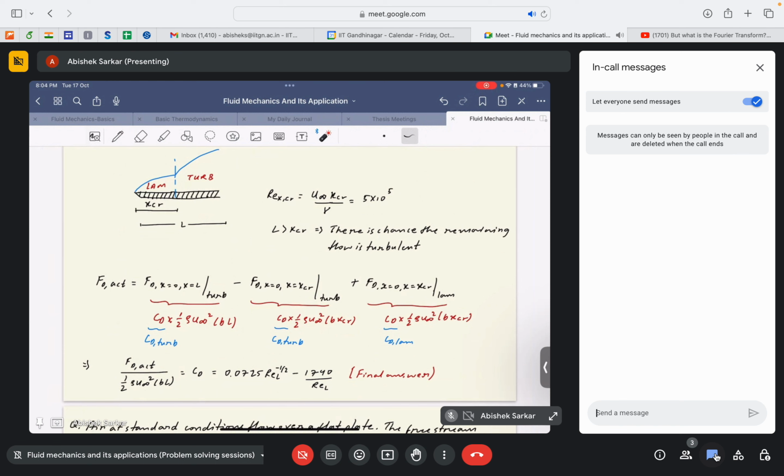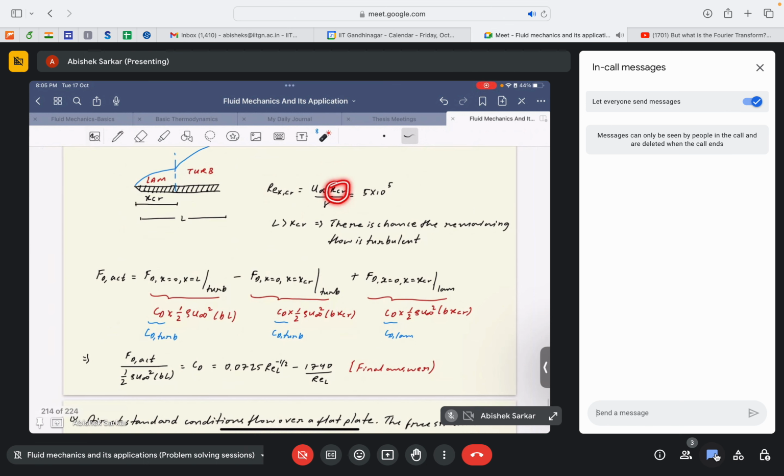So from this expression, Re_x,cr is equal to U infinity x_cr by nu. So since these three terms are known, you can evaluate the critical point where the flow transitions to turbulent. Once you evaluate x_cr, why it is important you will see. So first step is to evaluate this x_cr.